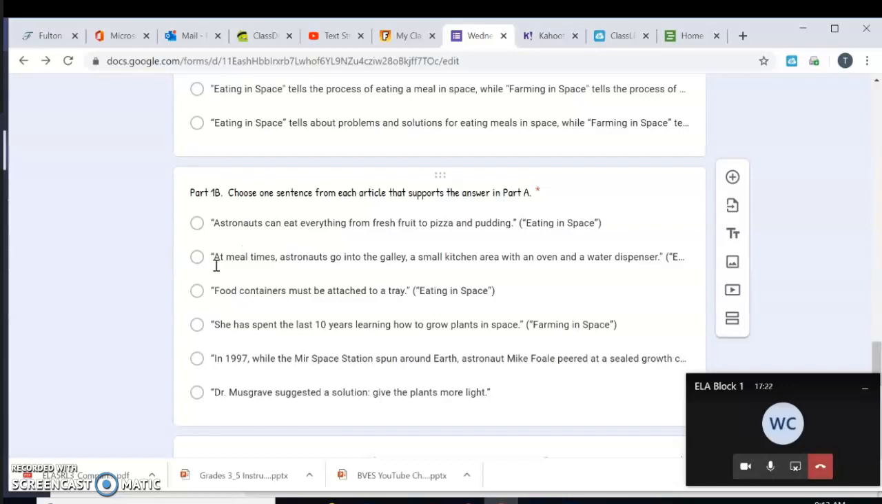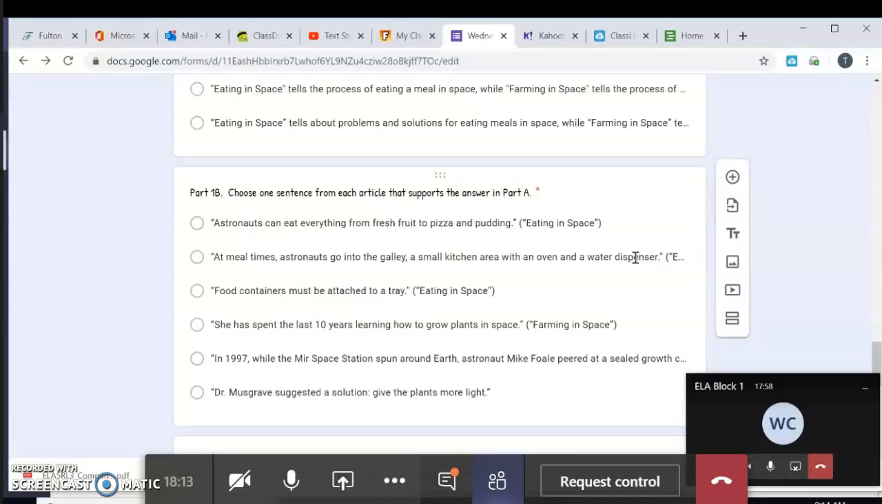Look at the second choice. And Khadijah was real cool to point out that really I wanted you all to choose two, but the way that I set it up, that was on my error. You could only choose one. So when we're looking at this, I want you all to keep in mind there are actually two pieces of evidence that support why one passage is sequence and the other is problem and solution. At meal times, astronauts go into the galley, a small kitchen area with an oven and a water dispenser. Okay, how many think that this one matches what the text structure is?